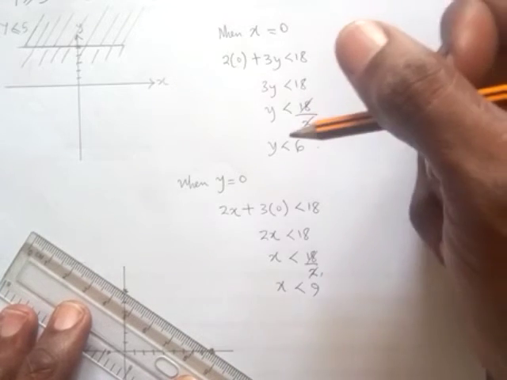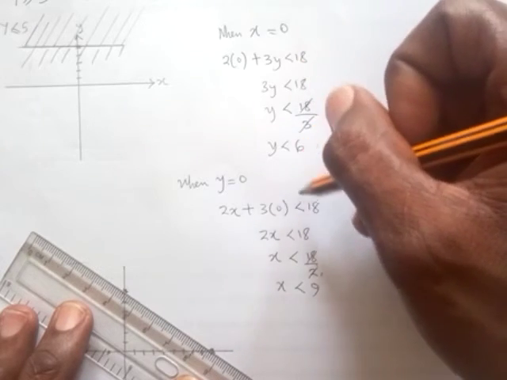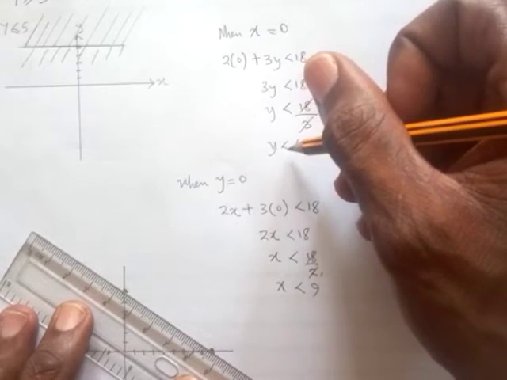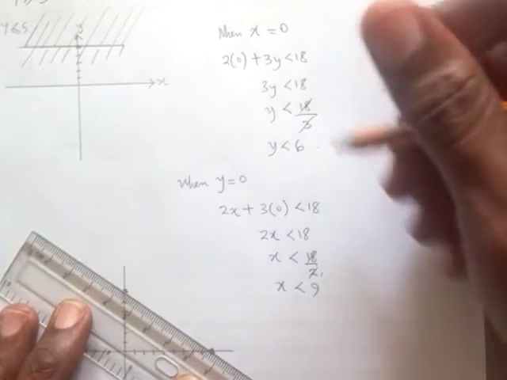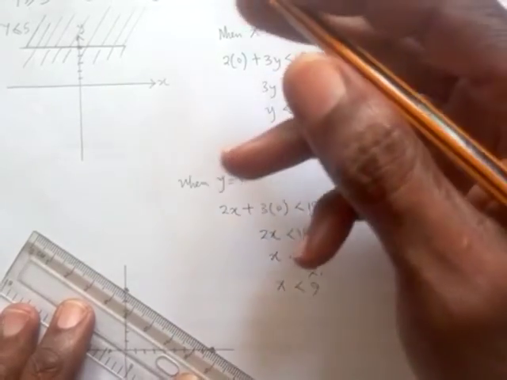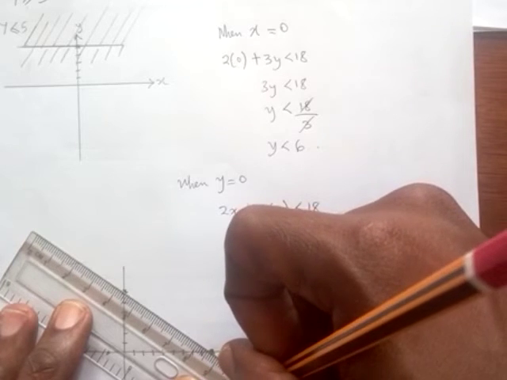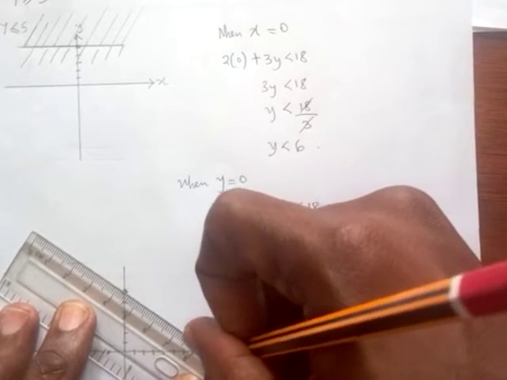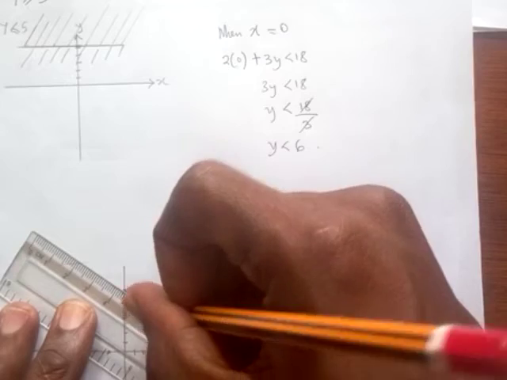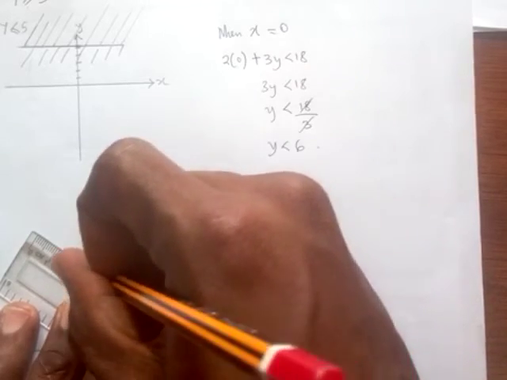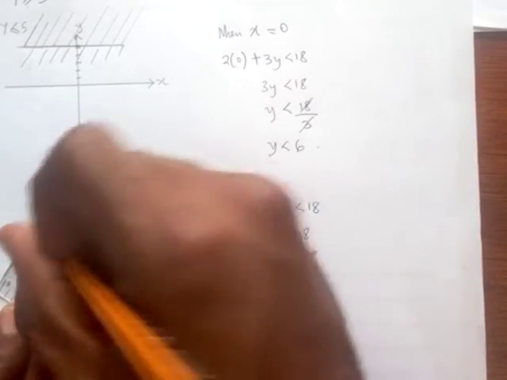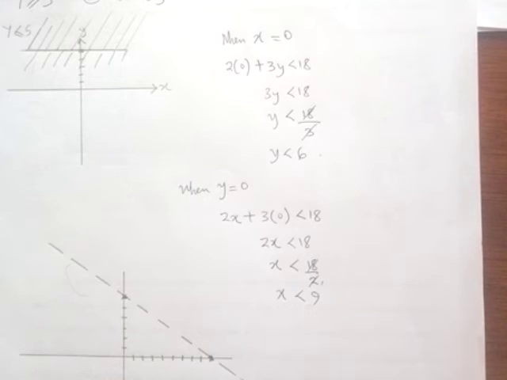Remember, for less than and for greater than, the lines are broken, and for less than or equal to and greater than or equal to, the lines are thick continuous line. So we're going to do broken lines here.